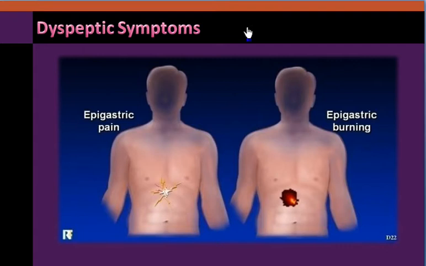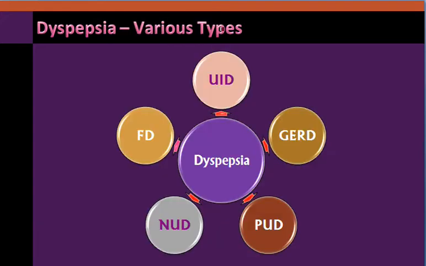The 2 cardinal symptoms of functional dyspepsia are epigastric pain, epigastric burning. Epigastric region we all know is here. Epigastric pain and epigastric burning sensation are the 2 cardinal features of functional dyspepsia, rather of any disorder affecting the gastroduodenal region.